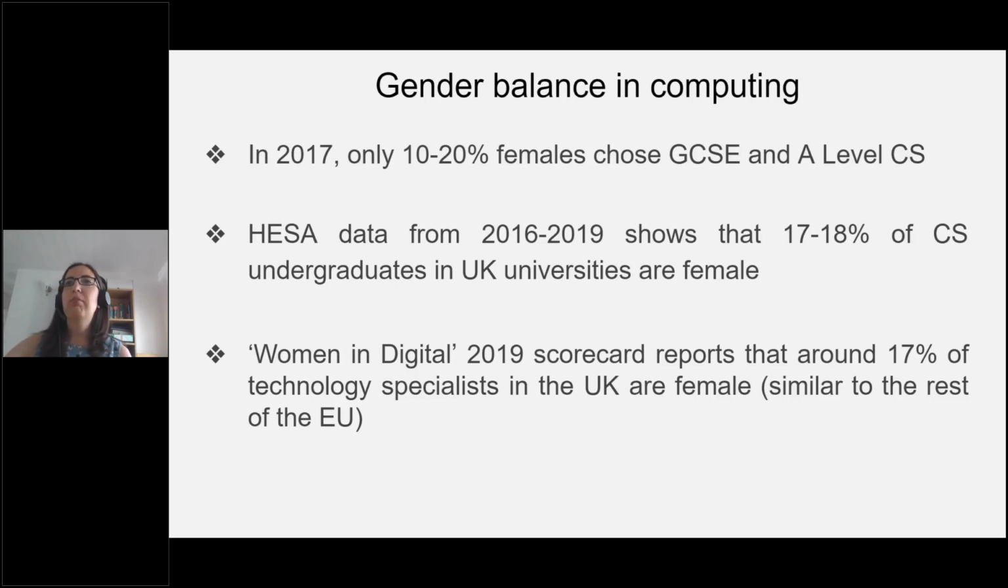So again, it's a very similar number. So this pipeline is pretty much what it is. It's between 10 and 20%. And interestingly, the scorecards for all the EU countries look very similar to most of the other countries.